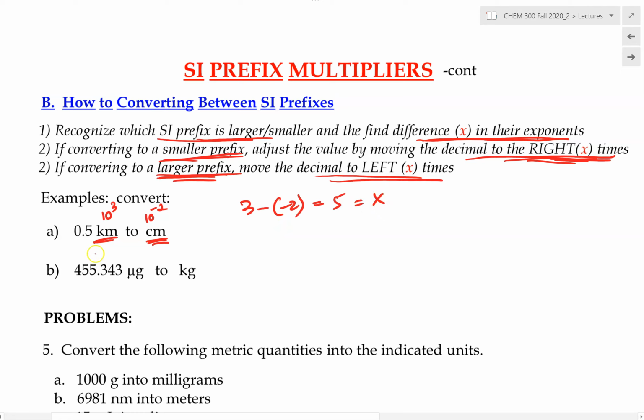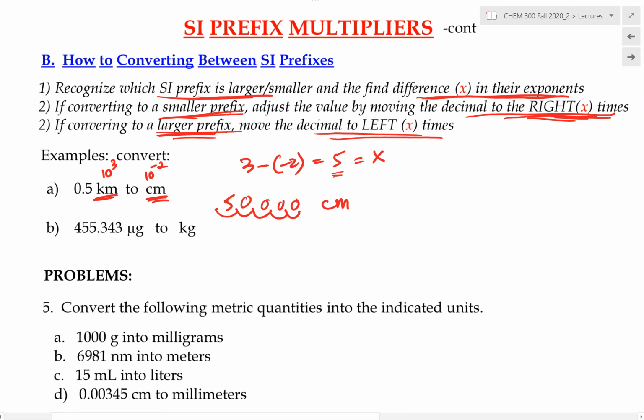And so now we are converting to a smaller prefix, right? Because we have to convert from kilo to centi. So we're converting from a larger prefix into a smaller prefix. So in this case, we have to now move the decimal to the right 5 times. Okay, so starting with 0.5, we have to move the decimal to the right 5 times. 1, 2, 3, 4, 5. And now we have to add 4 zeros in. So that's what that value would be. And now the unit centimeter. So there you go. That's how we would do it.